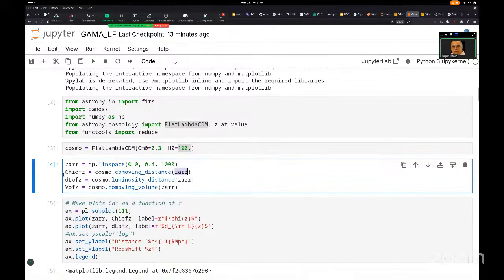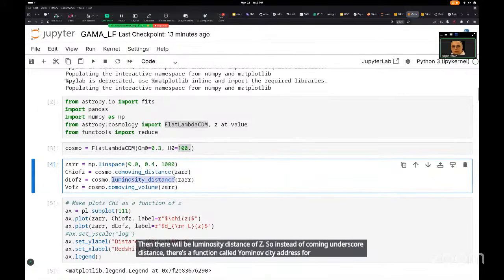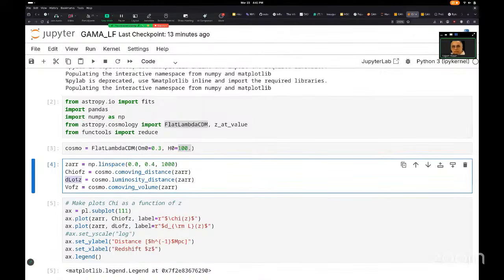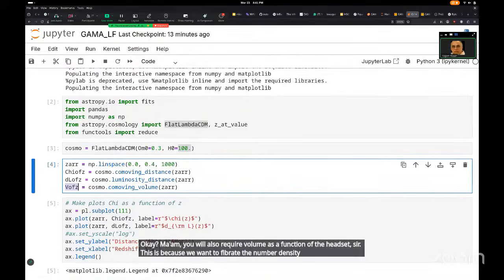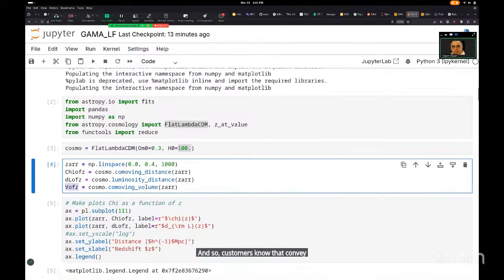Okay. So this is the function chi, comoving coordinates. Then there will be luminosity distance of z. So instead of comoving_distance, there is a function called luminosity_distance. So that is the function that we call with the redshift array, and it gives me dL of z. Okay. Then you will also require volume as a function of redshift z. This is because we want to calculate the number density. So we'll need a volume at a certain point. And so cosmo.comoving_volume of z gives the volume over the entirety of the sky.